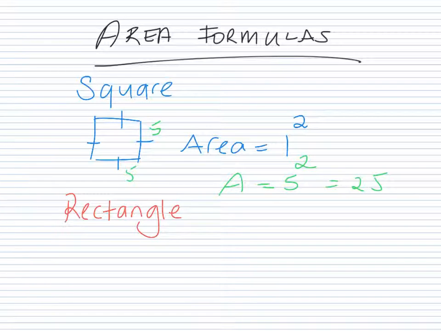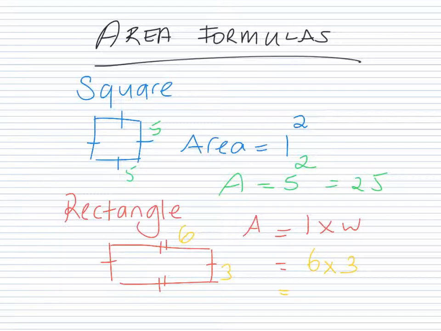Now let's look at our rectangle. Okay, so we have these two sides that are the same length, and on the right and the left side they are the same length. So the formula for a rectangle is area equals length by width. So let's say this is 6 meters, this is 3 meters, so we would go 6 by 3, and so the area would equal 18.